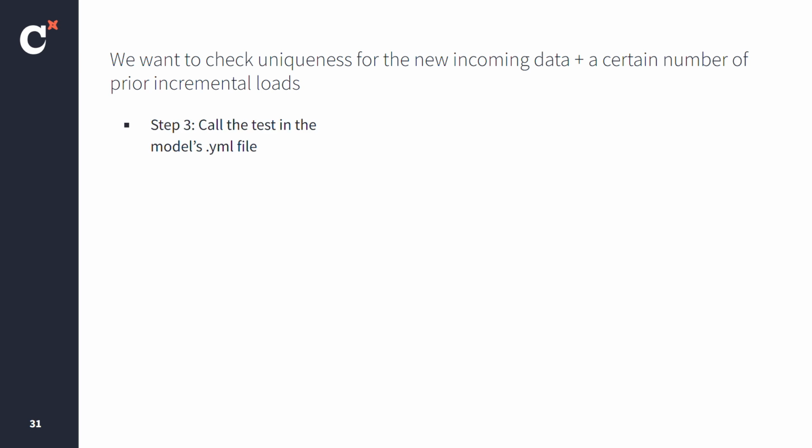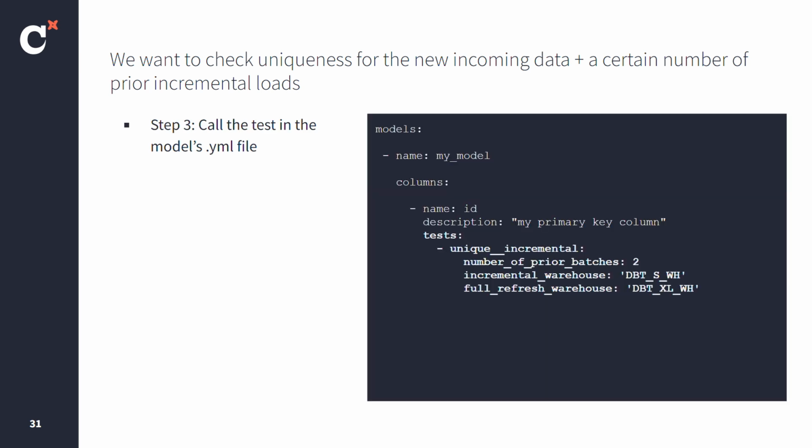And then what we do is in the model's YAML file, we call this test. This part's much simpler than writing the test in the first place. Our test is called Unique Incremental, and all you do is you specify a number of batches argument. This test is also set up to use our swap warehouse macro, so if the batches you are pulling include that 0 batch, like 0, 1, 2 or 0, 1 or whatever, then it will use the full refresh warehouse that you specify. If you are not including the 0 batch, then it assumes that these are all much smaller, and it will use the incremental warehouse that you specify.